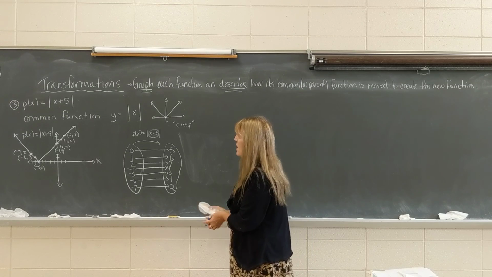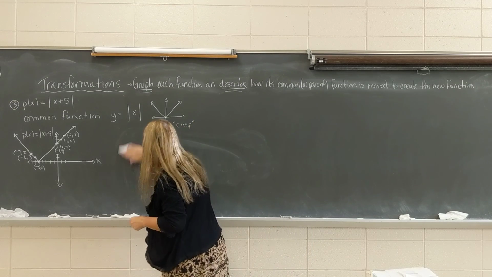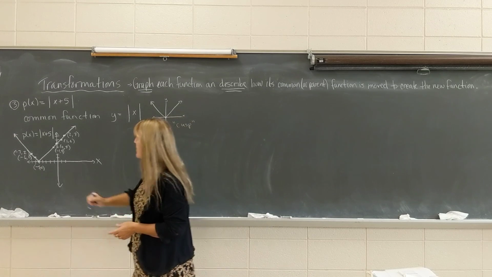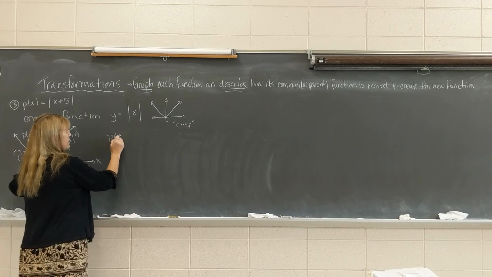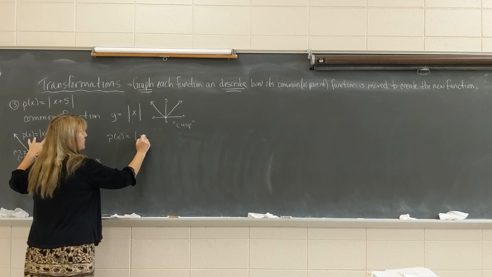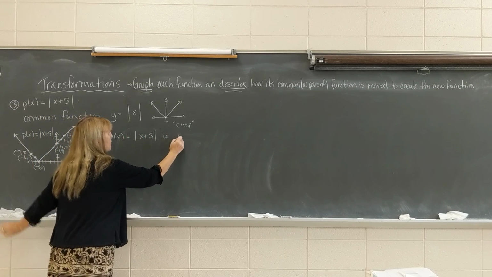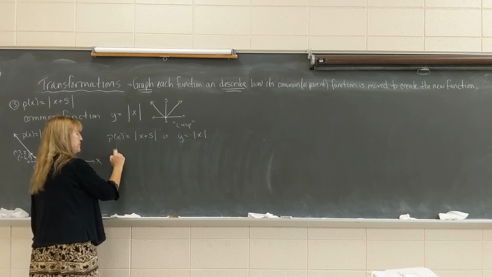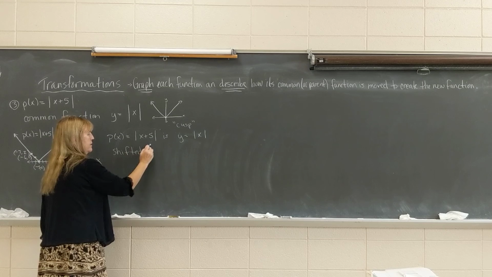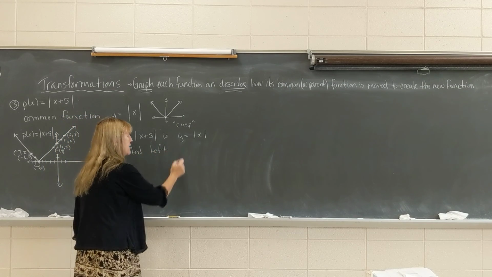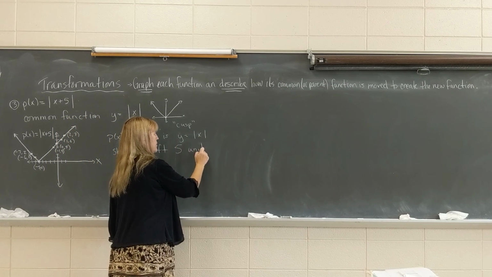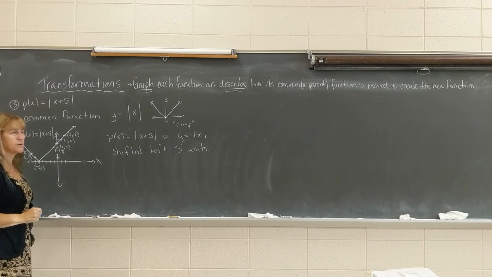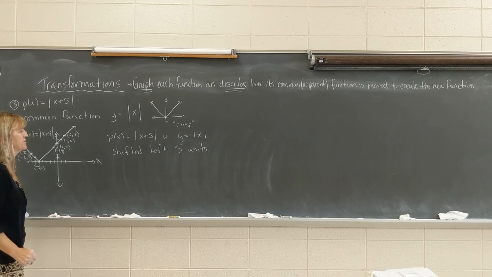So let's get that written out as our description. So we are going to describe this graph of p of x. So p of x equals the absolute value of x plus 5 is y equals the absolute value of x shifted where? Shifted left 5 units. And I know you're questioning, well, what if it was going the other way? Would it go to the right? And that's what we're going to do with the next example.